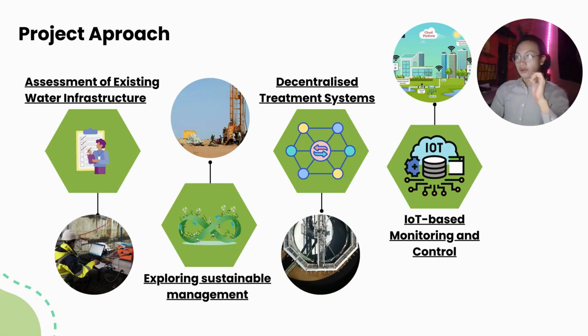So we're entering the very important part of the content in the business proposal, that is the project approach. The project approach for our business proposal is first, assessment of existing water infrastructure, second, exploring sustainable management, third, decentralized treatment system, and the fourth one, IoT-based monitoring and control. So assessment of existing water infrastructure in this step includes the evaluation of the condition and capacity of current water supply systems such as pipelines, and so on.